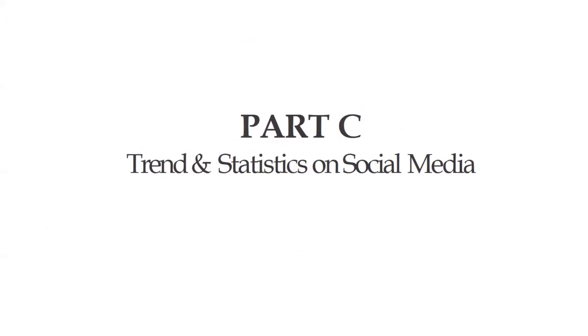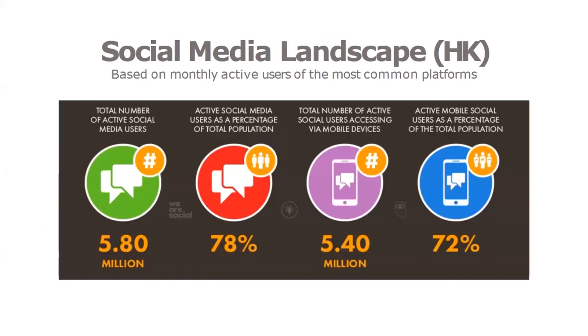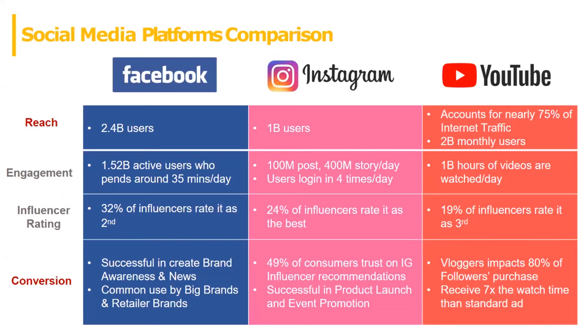And the last one is the trend and the statistics of social media. So you can see the social media landscape nowadays, based on the monthly active users of the most common platforms. For example, IG, Facebook, and YouTube. From this page, you can see the comparison of these 3 different social media platforms.